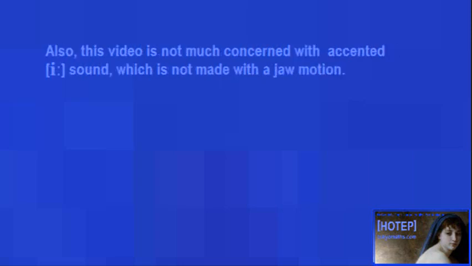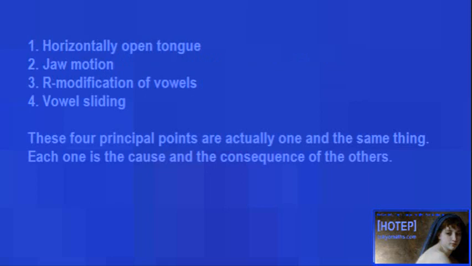Also, this video is not much concerned with accented E sound, which is not made with a jaw motion. Horizontally open tongue. Jaw motion. R-modification of vowels. Vowel sliding. These four principal points are actually one and the same thing. Each one is the cause and the consequence of the others.